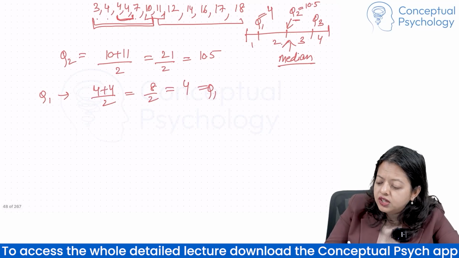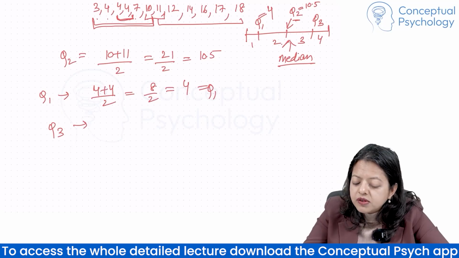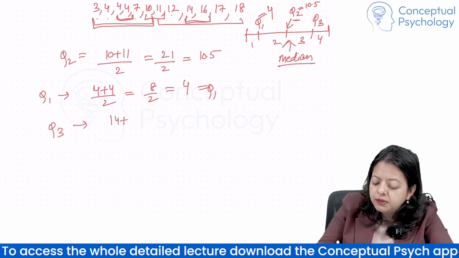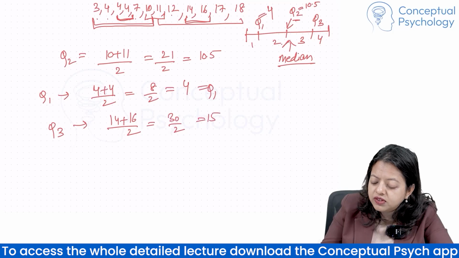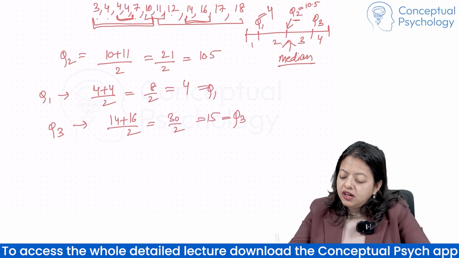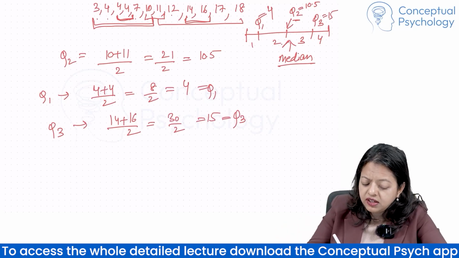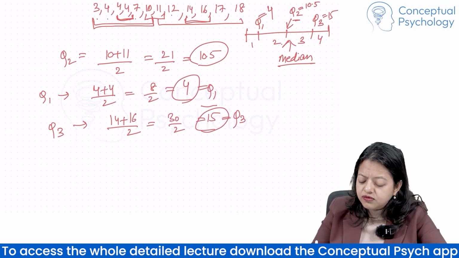Now coming on to Q3, third quartile. So we move on to the second half of the observation. 1, 2, 3, 4, 5, 6. So 14 and 16, they are the middle values. So 14 plus 16 upon 2. 30 by 2 is equal to 15. Q3. So our quartiles are determined. Q1 is 4, Q2 is 10.5 and Q3 is 15.